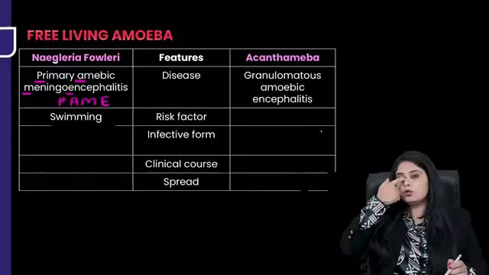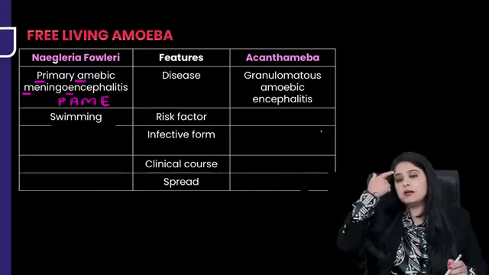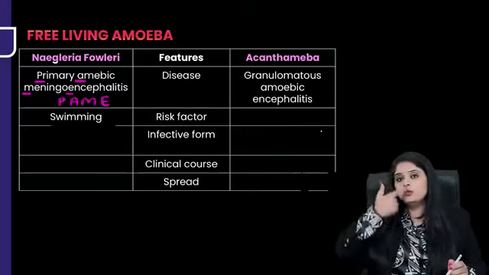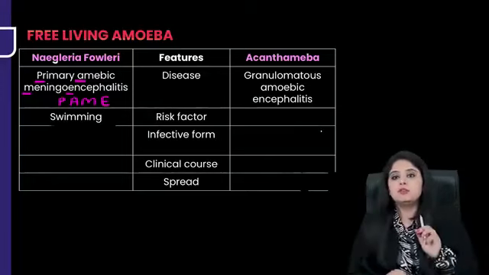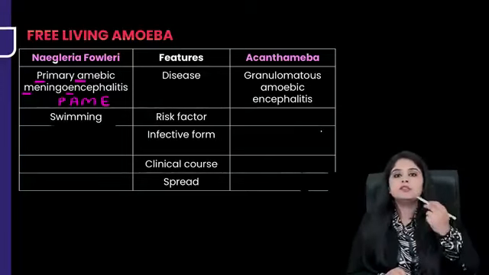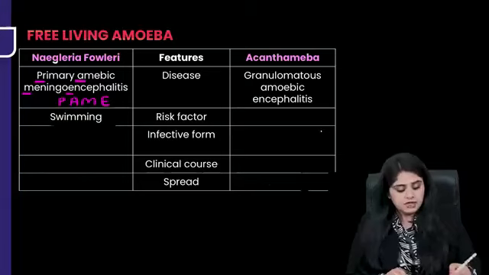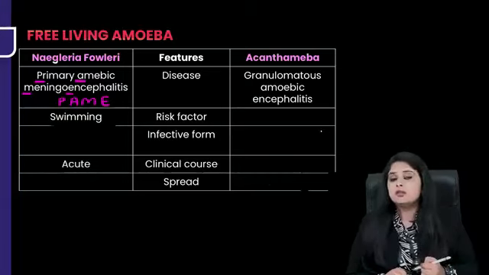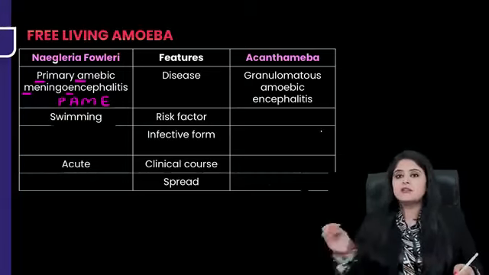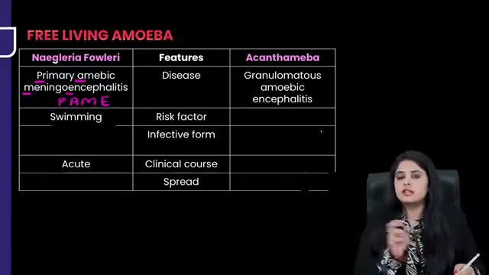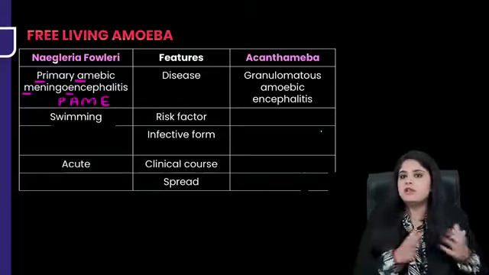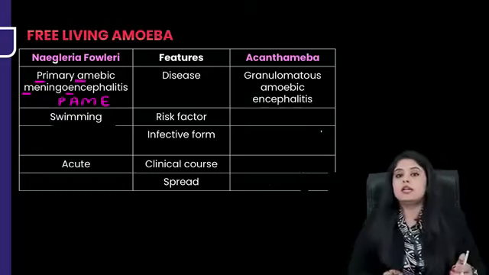So swimming, the water goes to the nose, cribriform plate and up to the brain. So it's basically through the nose, and swimming-related history will be there. Once the person gets the infection, things happen very, very quickly. It is an acute disorder. They will say the person was swimming and 5 days later the person has had encephalitis, meningitis, died. Everything will happen very fast. That is going to be Naegleria fowleri.